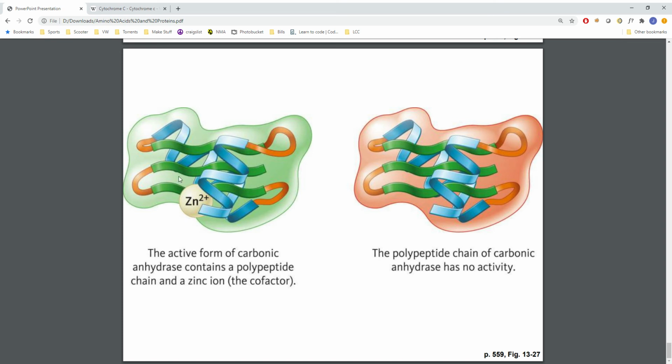Now this protein we're looking at here, carbonic anhydrase, does not have a quaternary structure. And let me ask you, before I answer this question, why does it not have a quaternary structure? Okay, so hopefully you remembered quaternary structure only occurs if multiple peptide chains are needed. This is a single peptide chain protein, and so it only has tertiary structure. There's no need for quaternary because there's not another peptide chain.